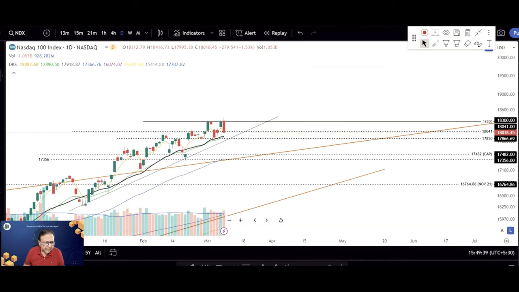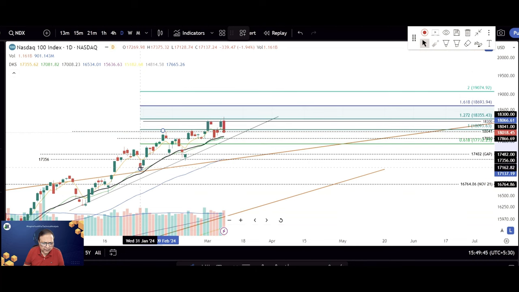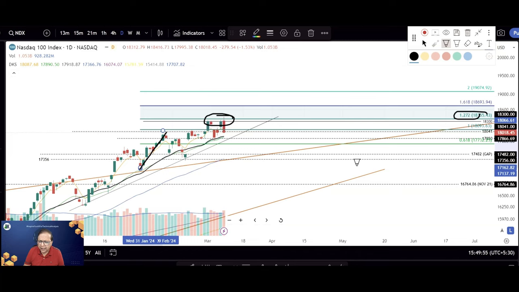Now, why is this correction taking place? If I take the reference of the last impulsive wave and project the target, what has happened with respect to this impulsive wave? It has already attained the target of 127.2% expansion level, and hence the price got overextended. It was away from the short-term moving averages. So correction was to take place, and it is taking place.